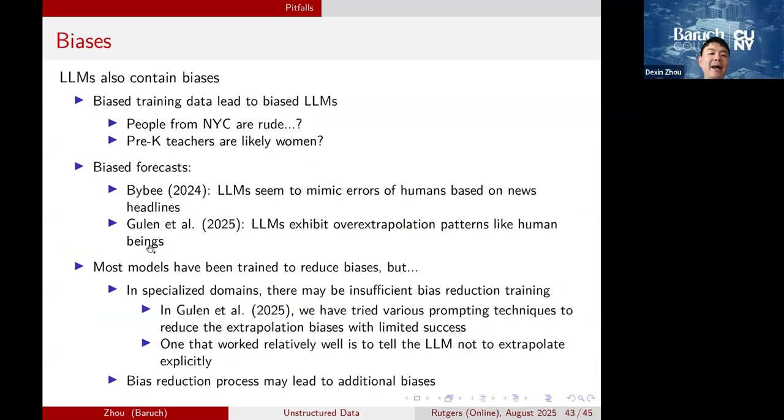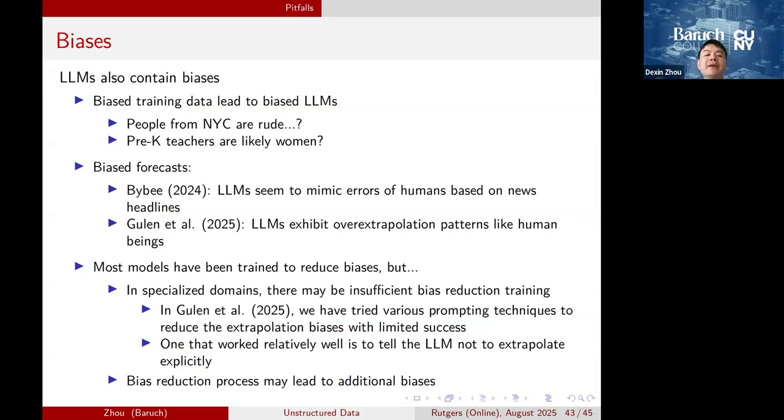There are also intrinsic biases that GPT has, right? For example, if you ask GPT, you probably consider people from New York City to be a little bit rude, and so on and so forth. Pre-K teachers are more likely to be women. These are because a lot of these biases have been baked into the training data set, right? Although a lot of effort has been made to debias GPT and Gemini, sometimes this kind of debiasing effort makes the bias even worse, right?